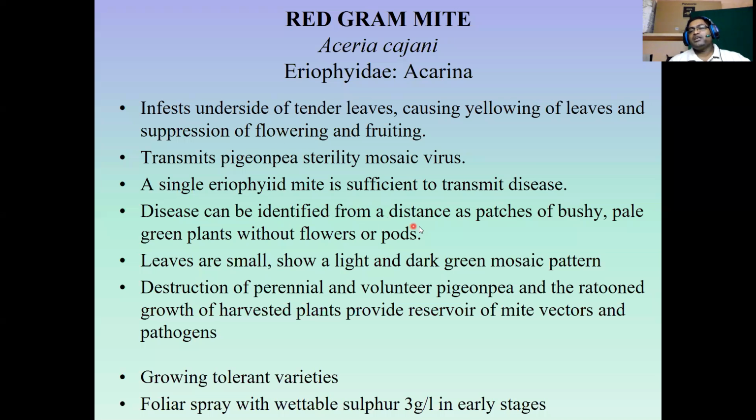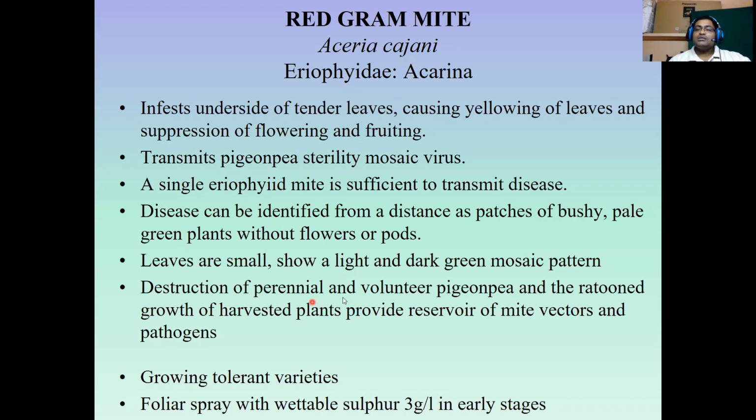The disease can be identified by distant patches of bushy, pale green plants without flowers and pods. Those are viral attack symptoms. The leaves show a light to dark green mosaic pattern. If a mosaic pattern is observed, you have to remove the plants and burn them, and rotate with other crops, otherwise you will not get the yield.